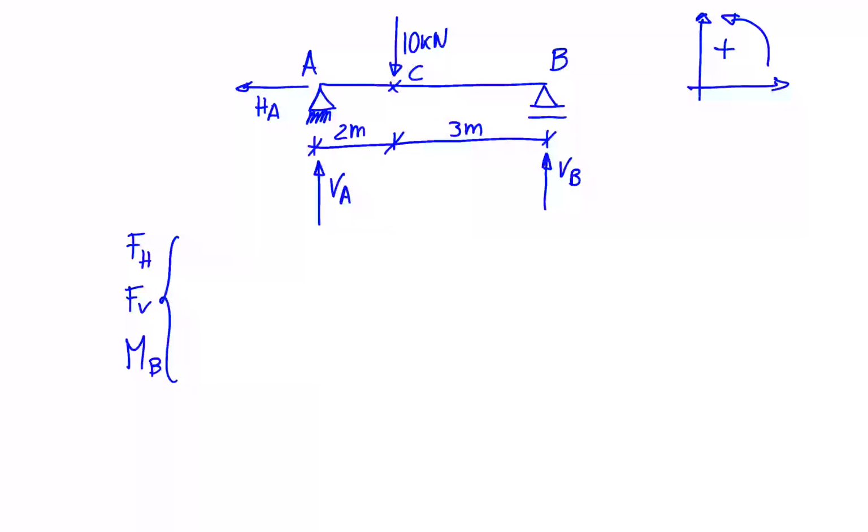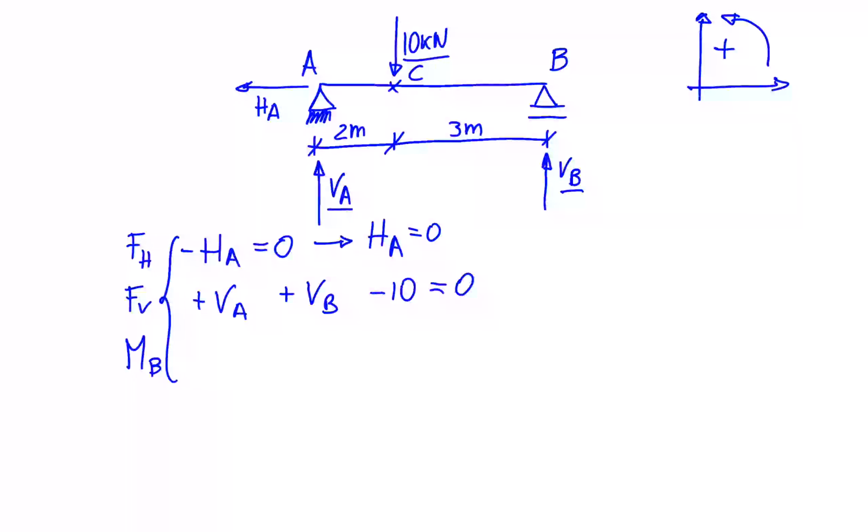So horizontal forces, I only have HA, which is to the left, meaning negative in that referential. So since this is the only one, it must be equal to 0, meaning HA is equal to 0. Vertical forces, I have three vertical forces: VA, VB, and the applied load. VA and VB are upwards, meaning they are positive, and the load is downwards, meaning it is negative. And the sum of all of this must be 0.